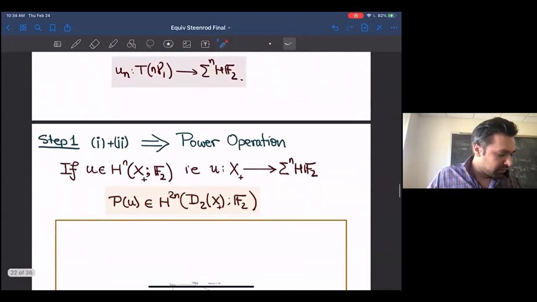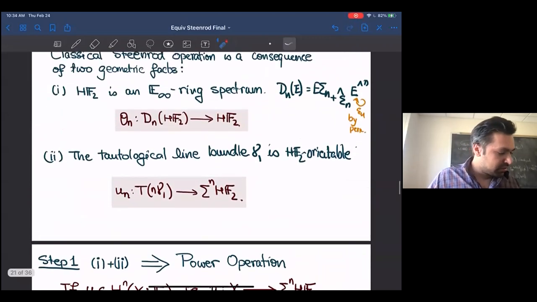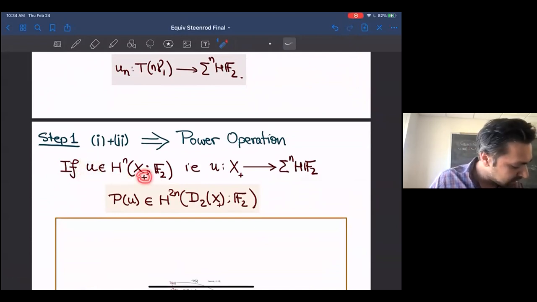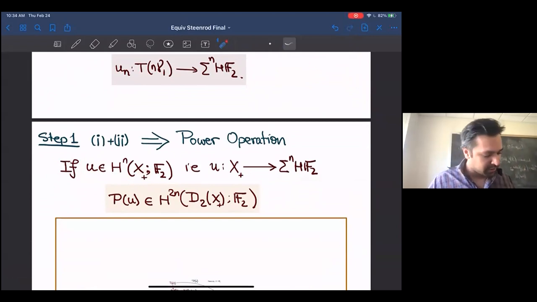So first of all, these two conditions lead to what is called power operations. So what is it? Well, given a class U in the nth cohomology of a space X, now I have added in some disjoint base point because I want to work with spaces which do not have a base point. And my cohomologies from now on are going to be reduced, just to avoid technicality.